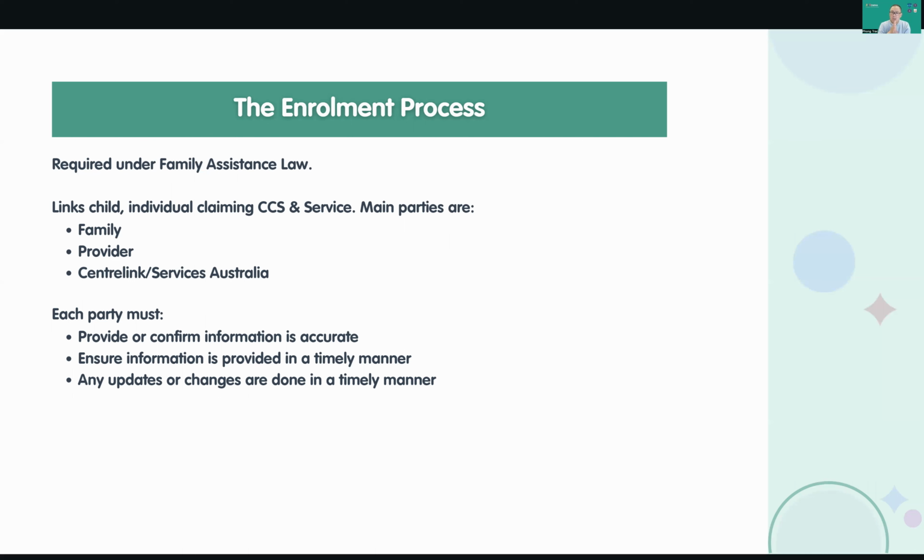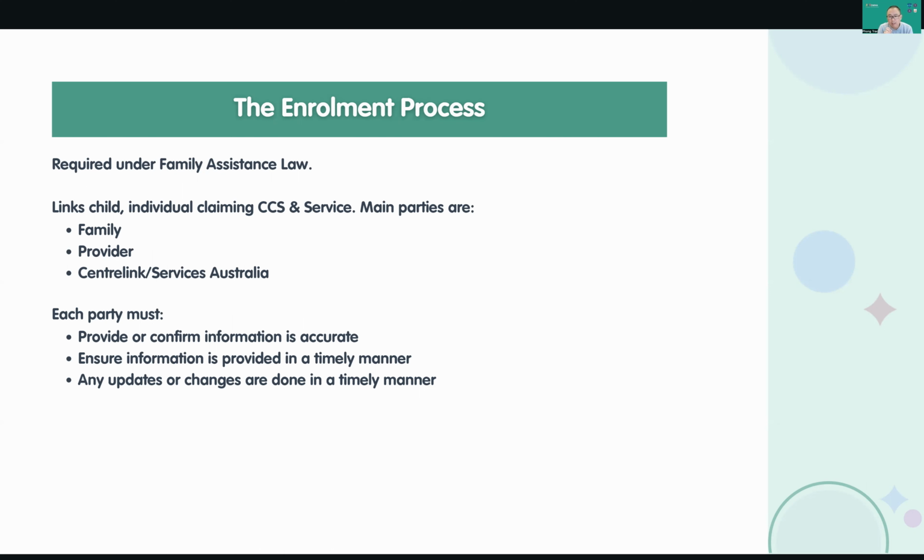Again, I'm talking about COVID, and that's how they paid you, based on how many children you had enrolled in your service. But it can happen in other circumstances, such as natural disasters, where the government says, based on the number of enrollments you have, we will pay you X amount of subsidy. So it's key that if a child attends your service, regardless of whether they're getting CCS or not, you have an enrollment for that child.